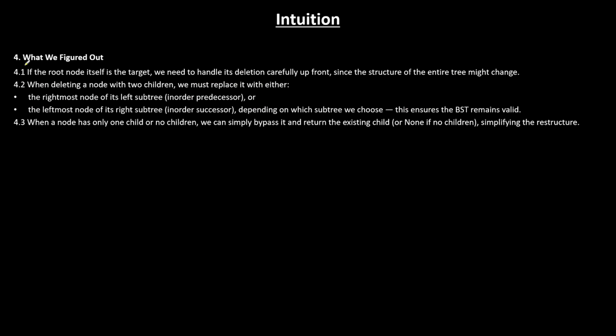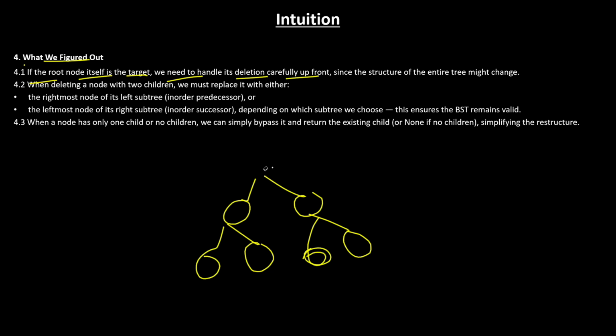What I figured out is that the root node itself is the target. We need to handle its deletion carefully upfront. Suppose this is deleted, what will we do? We will just remove this. Now, this is done. To draw again: this part is greater, this part is smaller. So this part will get attached to this particular part, right? And this becomes a new tree. Am I correct? Yeah. So this is the same structure which will be followed from both of the functions which we took earlier, the rightmost and the left subtree.